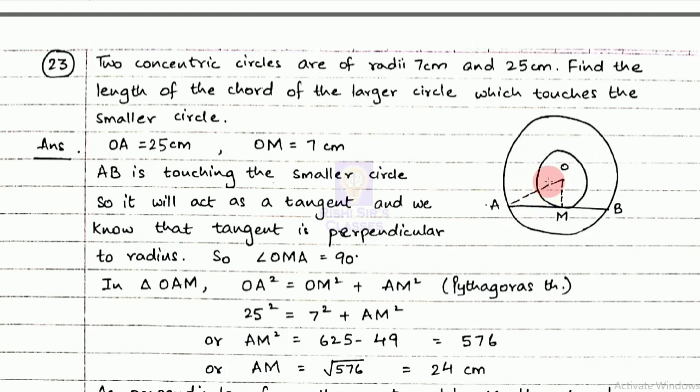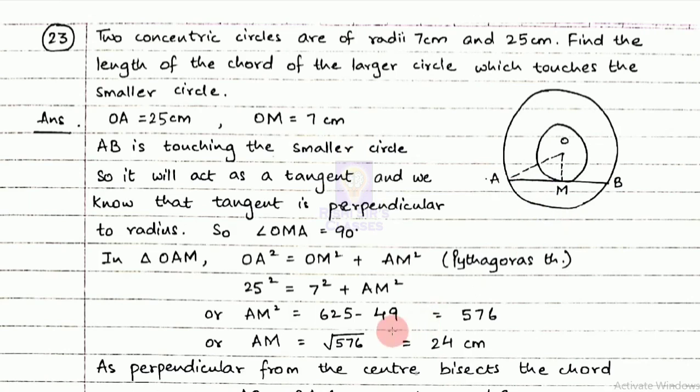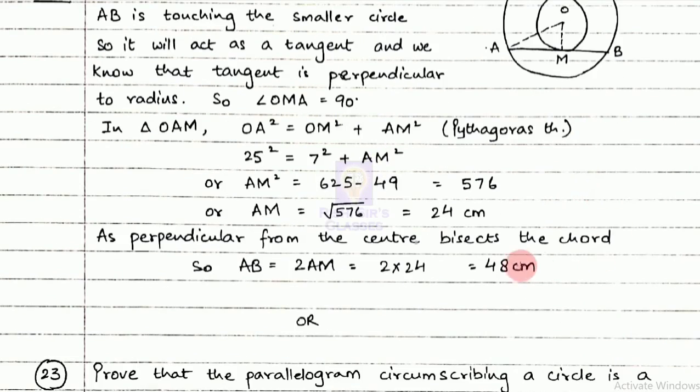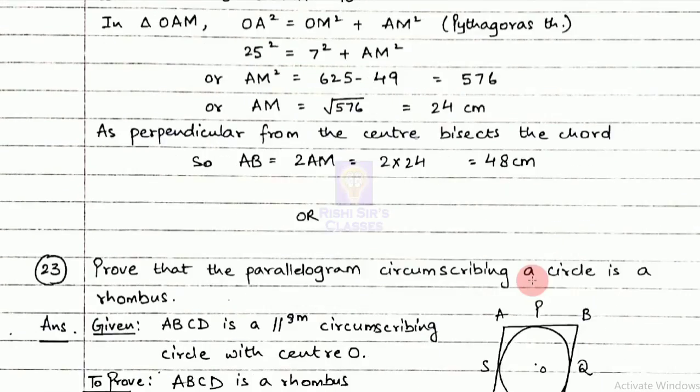We need to find out the length of the chord of the larger circle that will touch the smaller circle. So in triangle AOM we can apply the Pythagoras theorem. From that we can find out the length of AM. AM is coming as 24, and we know that the perpendicular from the center bisects the chord. So AB will be equal to twice AM, and that will be equal to 48 cm.